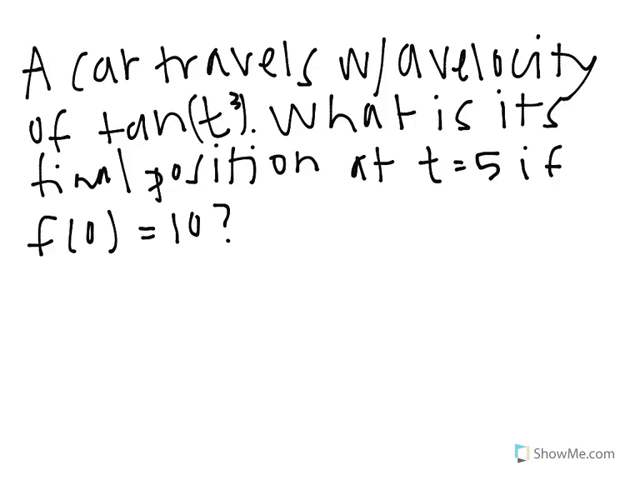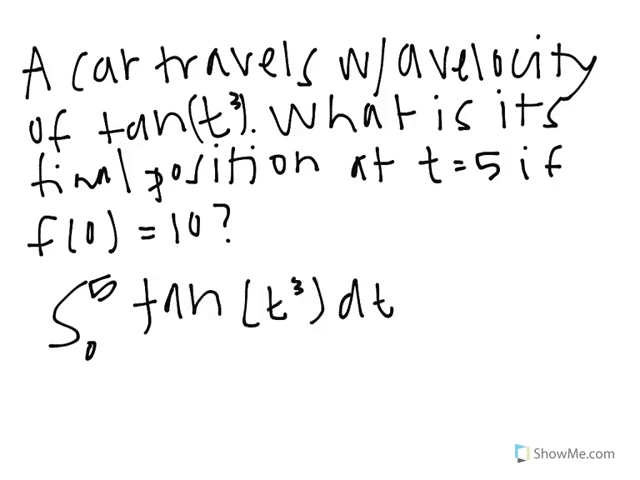If you feel comfortable or just want to try, go ahead and try this problem on your own by pausing the video and then coming back to it once you finish. For now, I will go through it with you. We're going to take an integral from 0 up to 5, this is the initial and the final, of f prime of x, or the velocity, which in this equation is the tangent of t cubed dt, and we're then going to add the initial value given, which is 10.